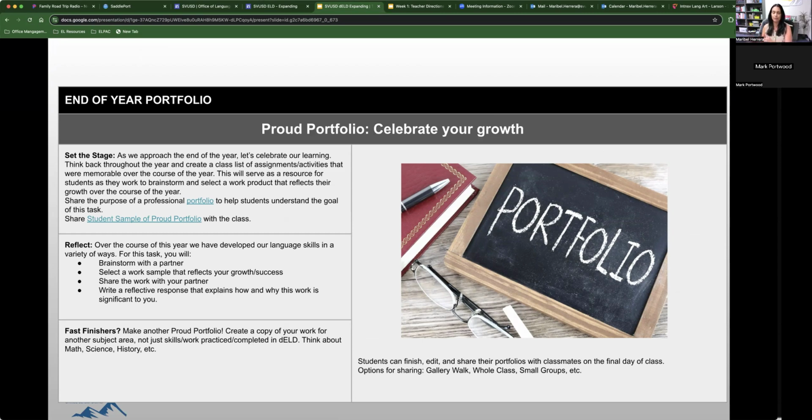So when they're doing finals in their other courses, this is really their final for this course. And it's the proud portfolio, and it's really to celebrate their growth. Everything that you need as a teacher for how to prep them for this proud portfolio lives here. But we will also have time in these meetings to collaborate and talk about and prepare for this.